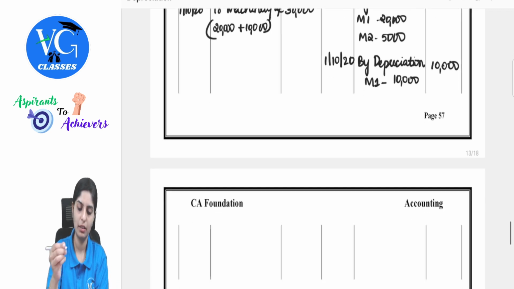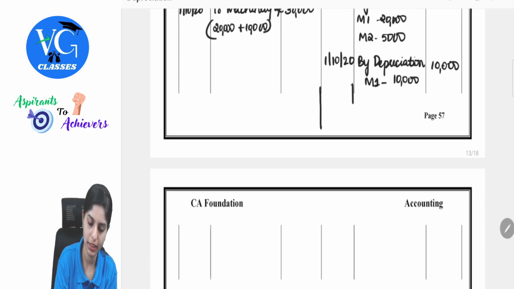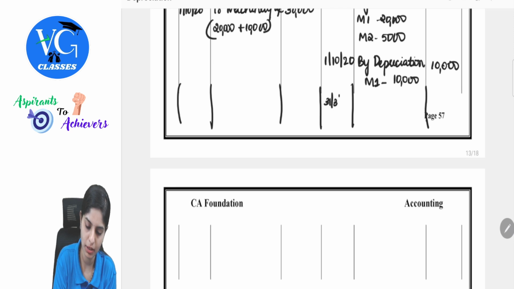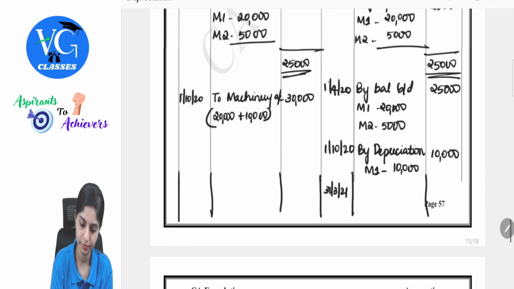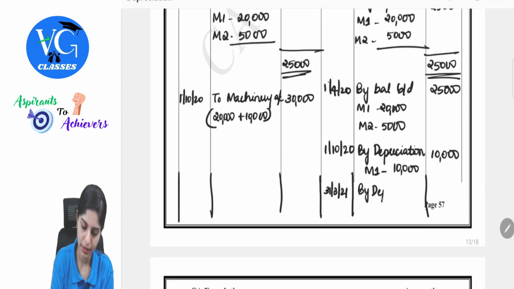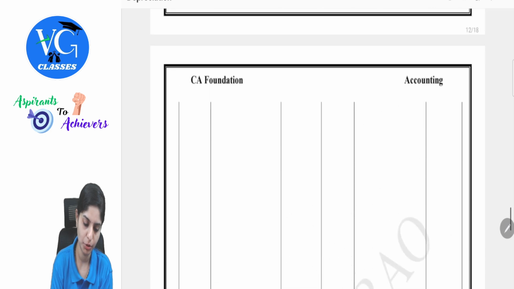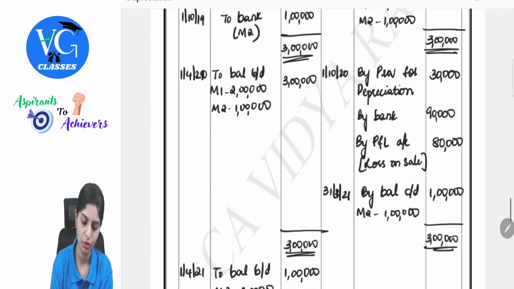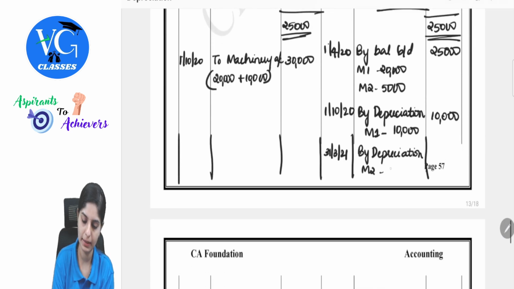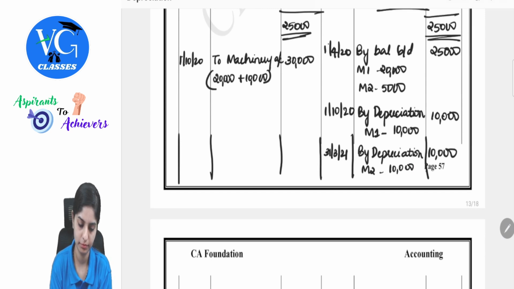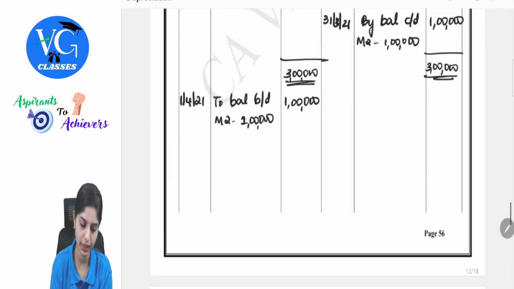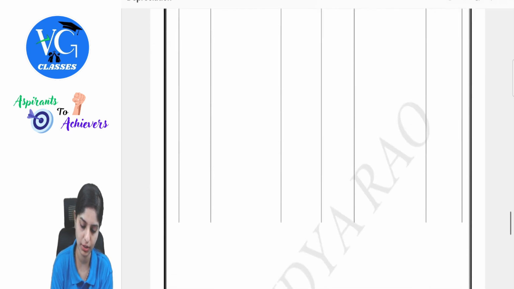So there was machine number 2 lying in the business. So for that we have to record the depreciation. 31st March 21, by depreciation, machinery 2 was bought for 1 lakh. So on 1 lakh 10% means 10,000. So in the year 2020, those are the only transactions.